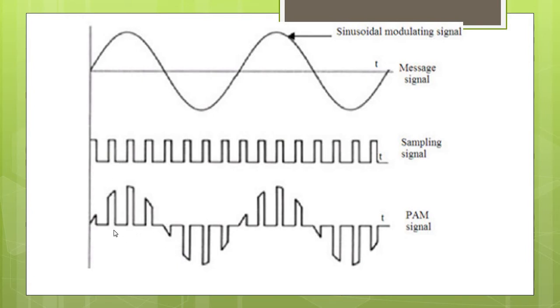As you can see from the diagram, the amplitude of the carrier pulses is varying according to the amplitude of the message signal. You can see that the amplitude of the output signal is the same as the amplitude of the message signal, and the width of the pulses is the same as in the carrier signal. So here the amplitude of the carrier pulses is varied according to the amplitude of the message signal. This is the principle of operation of pulse amplitude modulation.